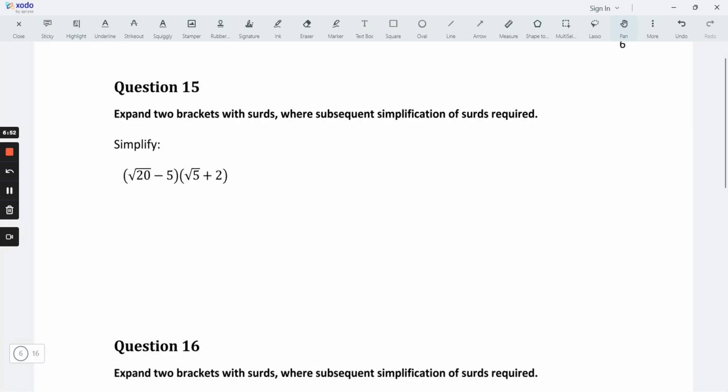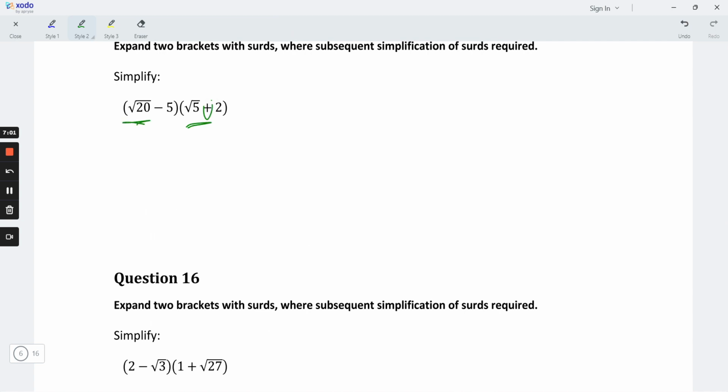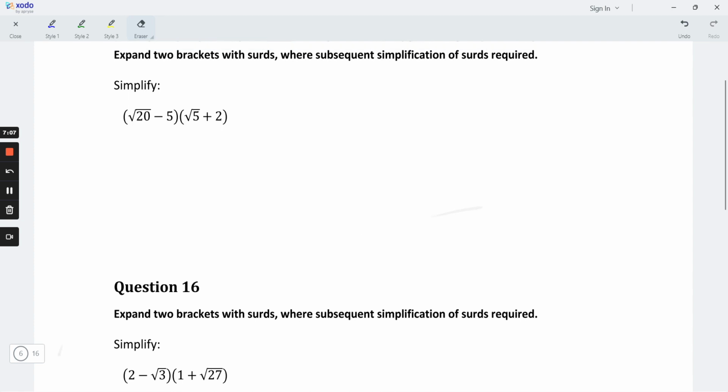This is also the same, but here is a plus and here is a minus, and you need some calculation here and here. So quickly we can do it. Okay, yalla.